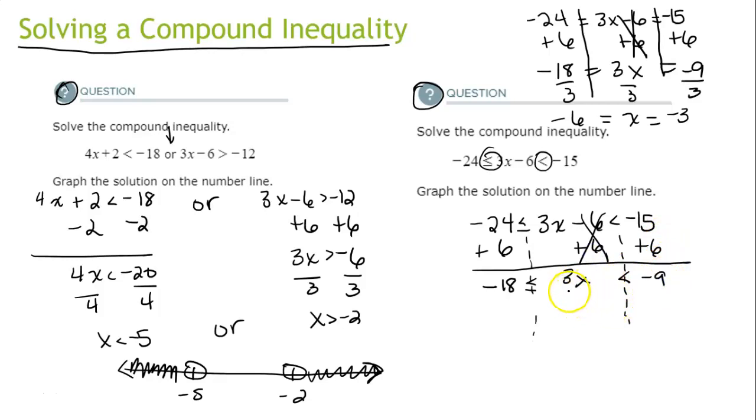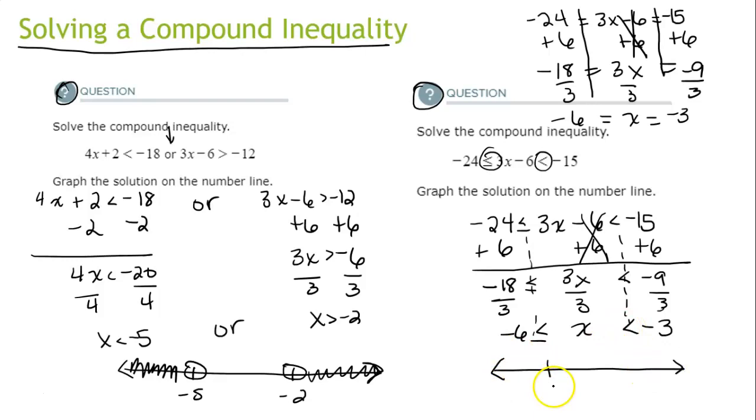x is not isolated in the middle. We're going to divide everything by 3. So we get -6 ≤ x < -3. To graph this, I want to show that it's in between -6 on the left, -3 on the right. Because of the line underneath with the -6, we shade in that circle. There's no line here, so that's an open circle, not shaded in, and we shade it in the middle to show that we're talking about the numbers in between -6 and -3.